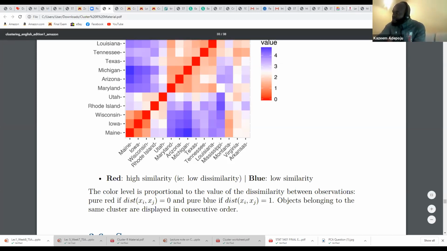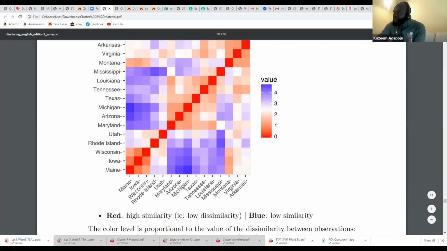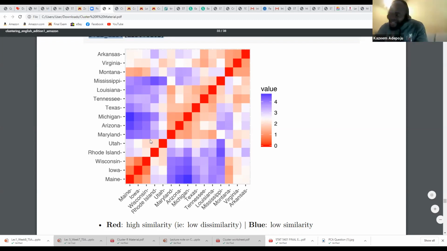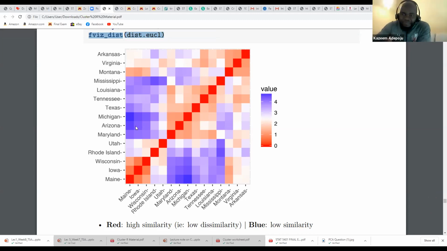Can you see the one in red right now? The one in red is high similarity. And the one in blue means low similarity. So this picture looks like an image, like an image separation. We're using something like image processing right here to explain similarity among states in the United States.